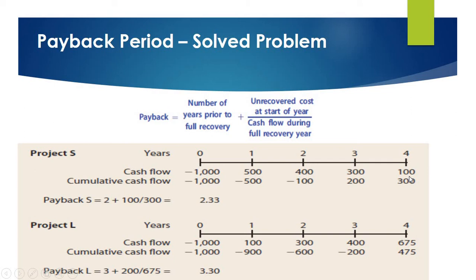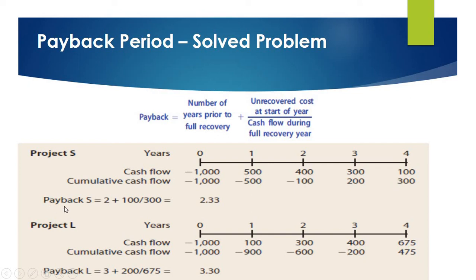And in the final year, that means in the 4th year, Project S will generate $100. So that's positive cash flow. And year 3 has a positive 200 cumulative cash flow. So positive 200 plus 100, that's $300 cumulative cash flow for year 4.